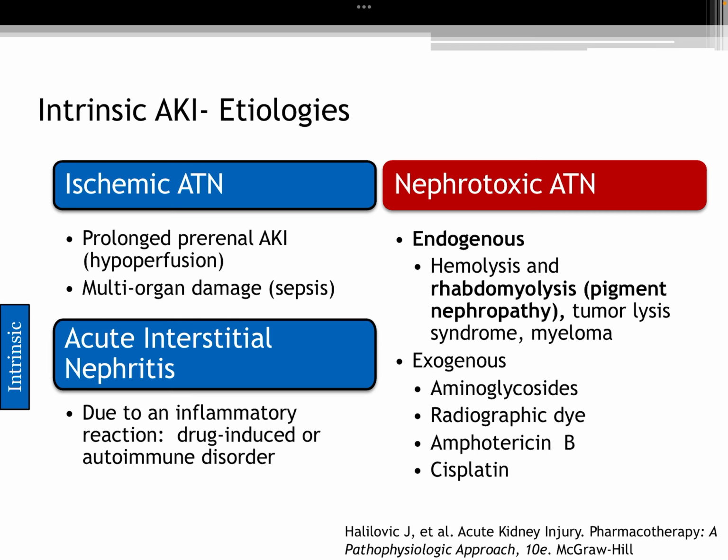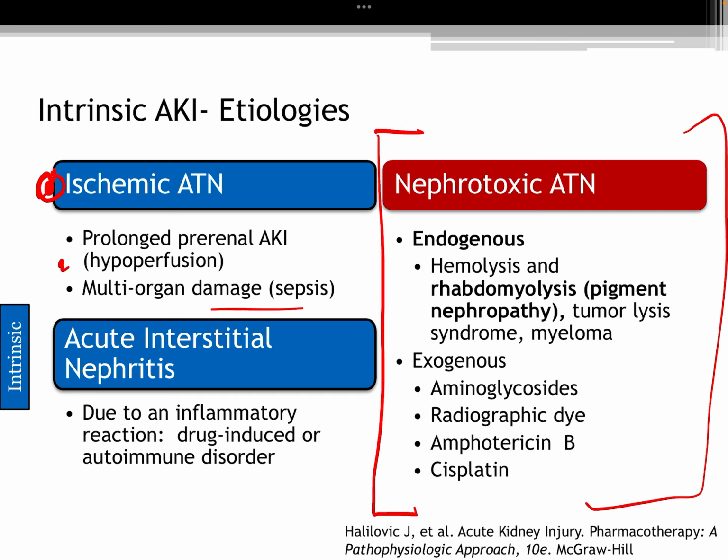So I've already talked a little bit about ischemic ATN, that's that prolonged prerenal ATN, and it also can be due to multi-organ damage such as sepsis. Let's talk a little bit about our nephrotoxic ATN. Now, there are two different types of nephrotoxic ATN. You have endogenous, meaning that this is caused by things within the body.